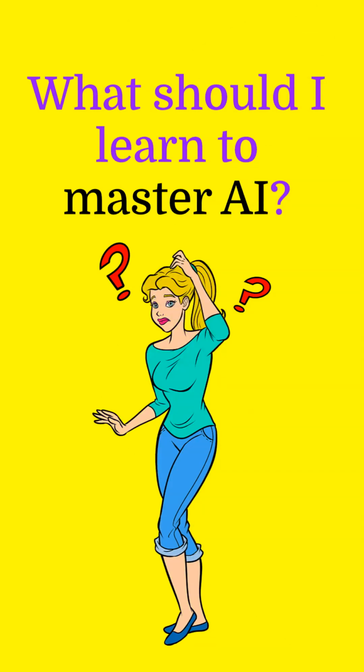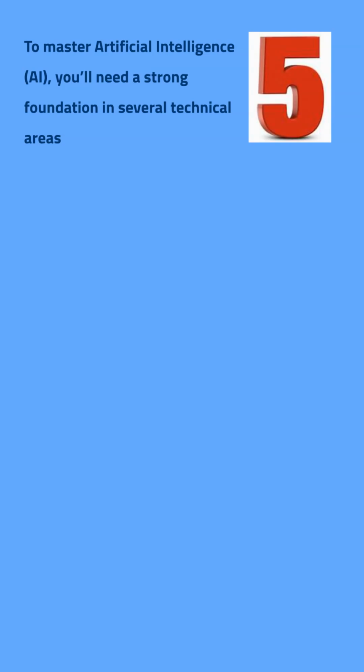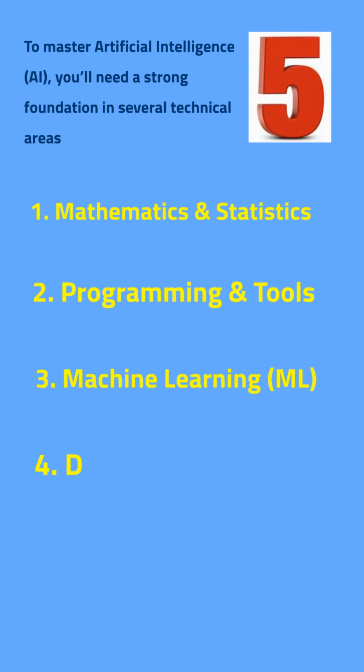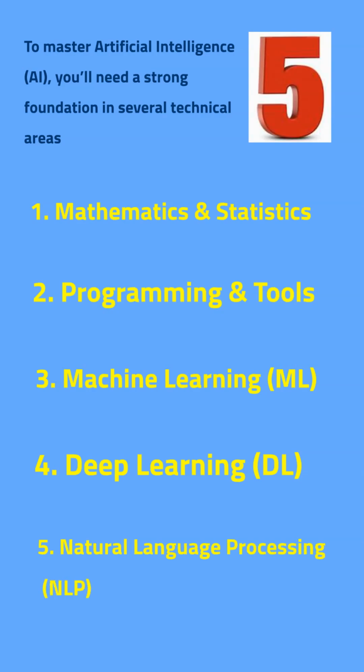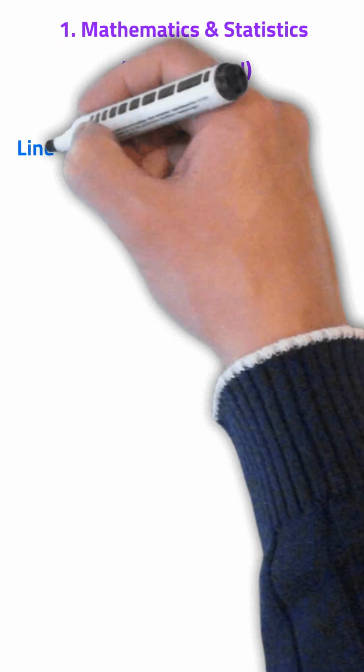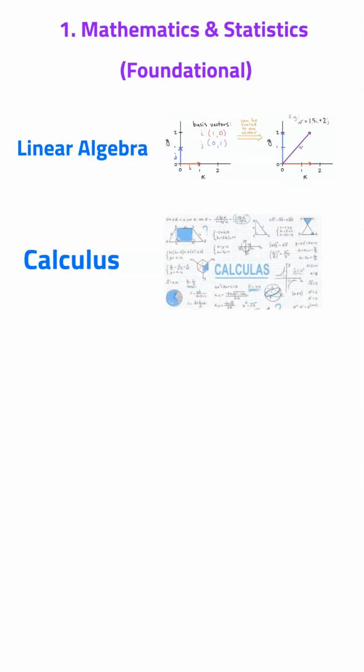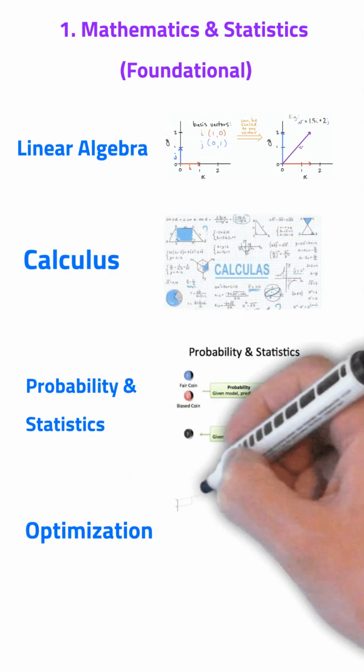To master AI, we should focus on five different areas: developing a strong foundation in mathematics, programming, machine learning, deep learning, and NLP. First, mathematics and statistics. We should learn linear algebra, calculus, probability and statistics, and optimization.